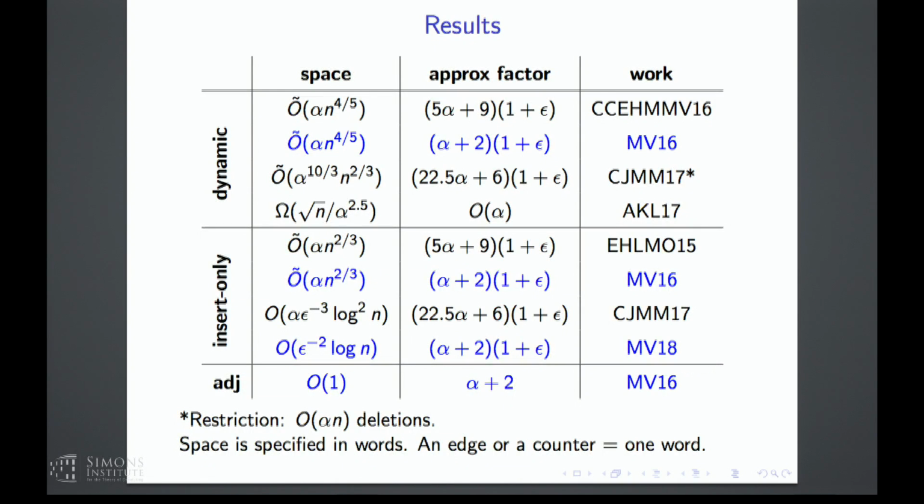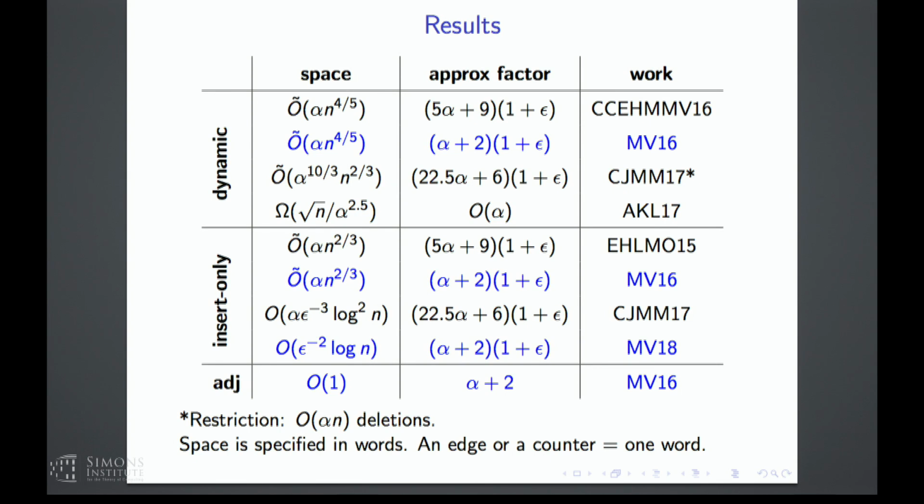So these are all the results on approximating the size of maximum matching in arboricity alpha graphs. The ones in blue are the ones I'll be talking about today. So I'll be presenting an alpha plus 2 approximation using space alpha n to the 4/5, which is sublinear in the number of vertices if alpha is small enough.